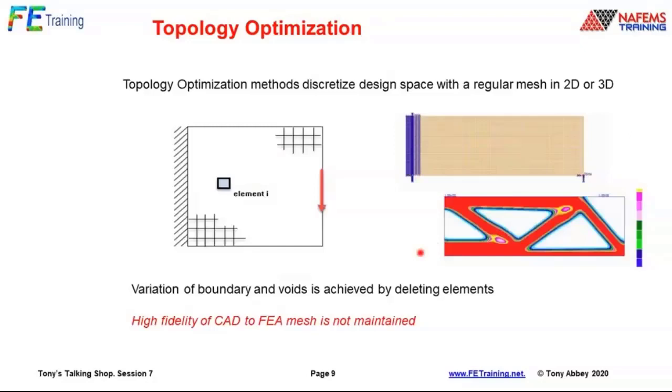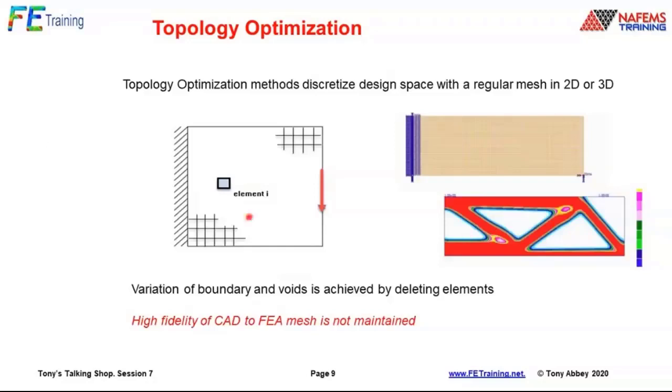Because we are using a mesh-based approach, the high fidelity of CAD to FE mesh isn't maintained, and that's a problem for us. So, how do we interpret this picture up over here on the bottom right and turn that into some sort of geometry? Well, that really is probably another talk, and that's a very, very big topic.